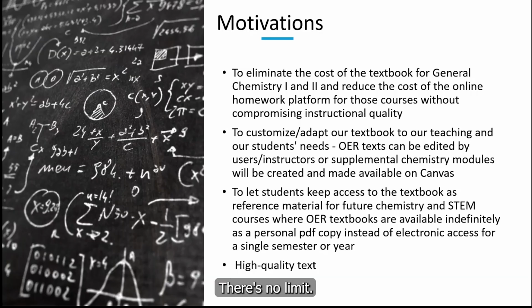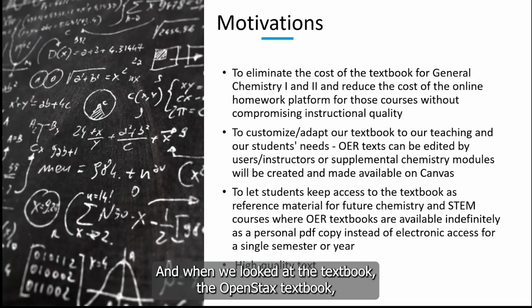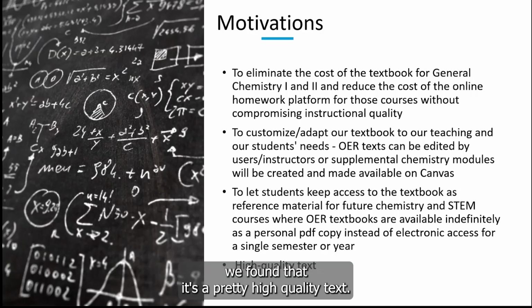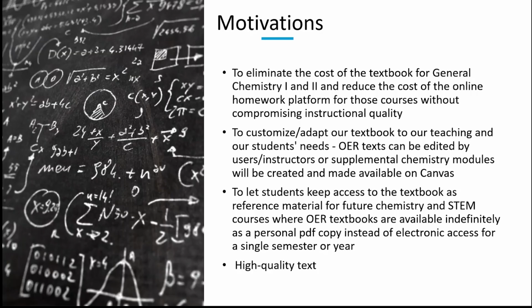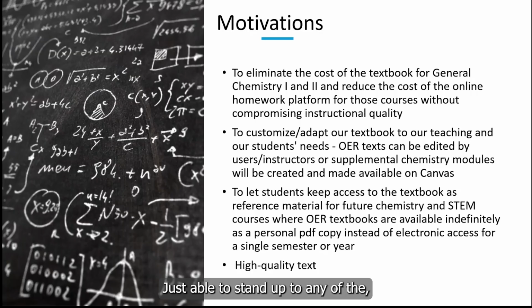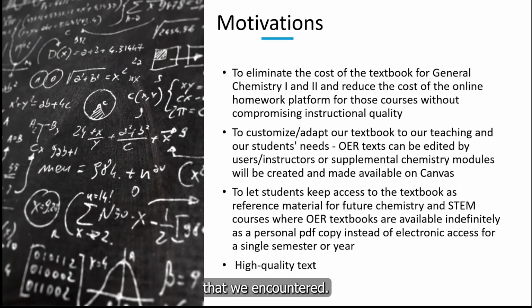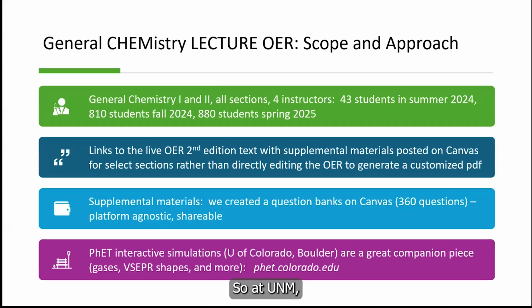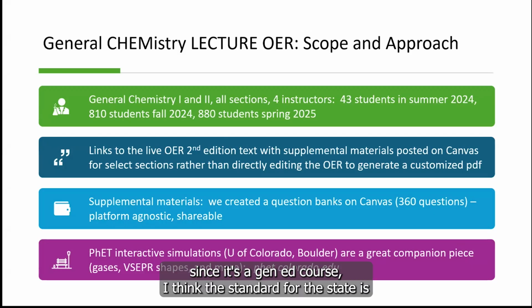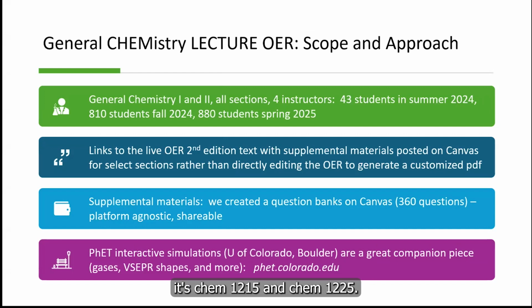There's no limit. And when we looked at the OpenStax textbook, we found that it's a pretty high quality text, able to stand up to any of the texts that are behind a paywall from any publisher that we encountered. So at UNM, in our General Chemistry 1 and 2 sections, since it's a Gen Ed course, I think the standard for the state is it's Chem 1215 and Chem 1225. We have 4 instructors, somewhere around 800 students per semester.